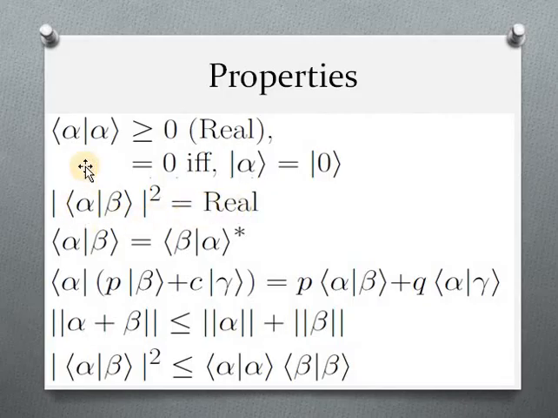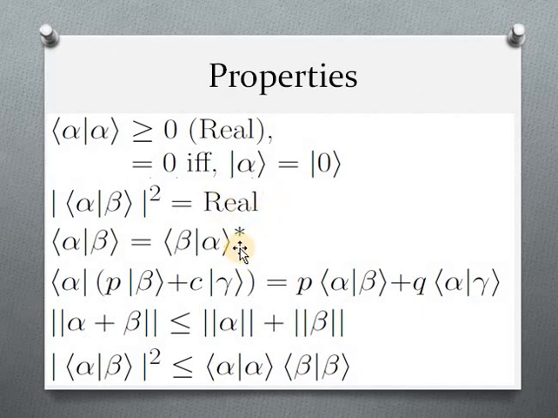So for a single vector, bracket alpha comma alpha, that means the norm of the vector, the length of the vector, that is real. For two different vectors, you have to take the modulus square to get a real quantity. Okay, that is the second property that we see.